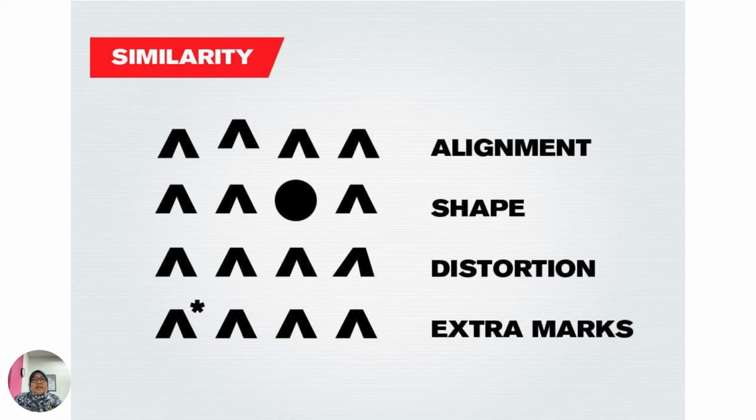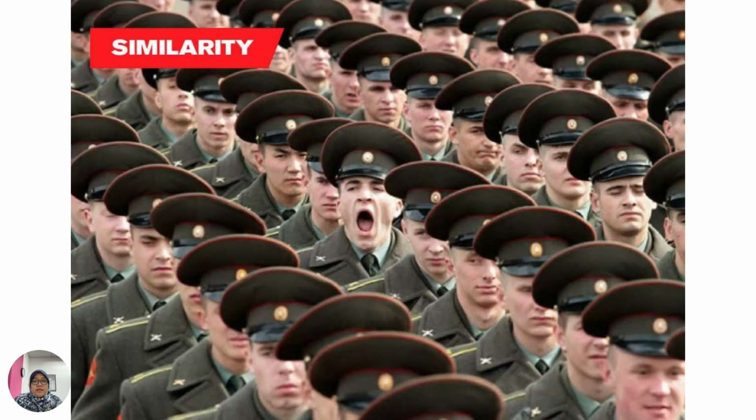All right. So the element is alignment. You can change the alignment of the V or add a different shape, or you can distort it, meaning that instead of making it straight, you will put it at a slightly different angle, and so on. Or you can add different extra marks to make it more different from the other images.